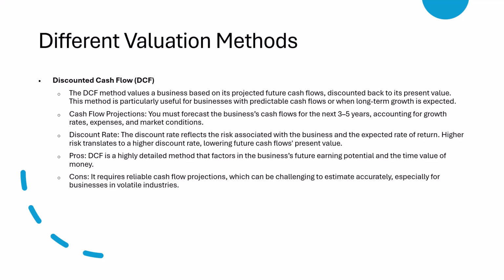The discounted cash flow method values a business based on its projected future cash flows, discounted back to present value. This method is particularly useful for businesses with predictable cash flows or when long-term growth is expected. Cash flow projections: you must forecast a business's cash flows for the next 3 to 5 years, accounting for growth rates, expenses, and market conditions.